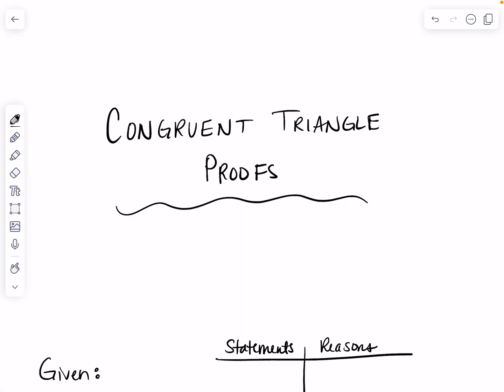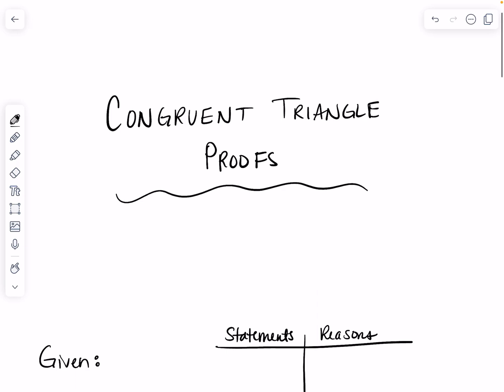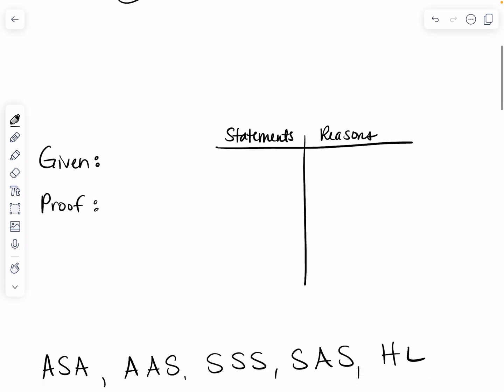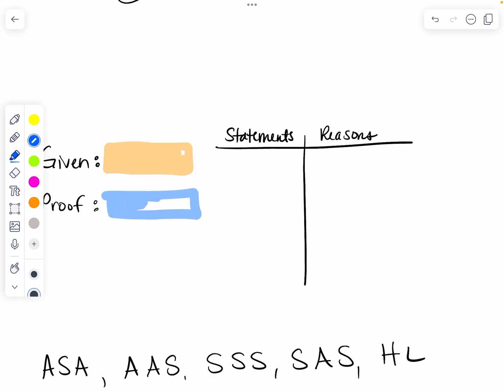The topic of this video is on congruent triangle proofs. So everything that we've done this unit has led us up to this point where we are now ready to prove triangles are congruent. Just to review a few things, remember that when you are given a proof, you will always have some information that is given at the beginning, and right after that, what it's asking you to prove.